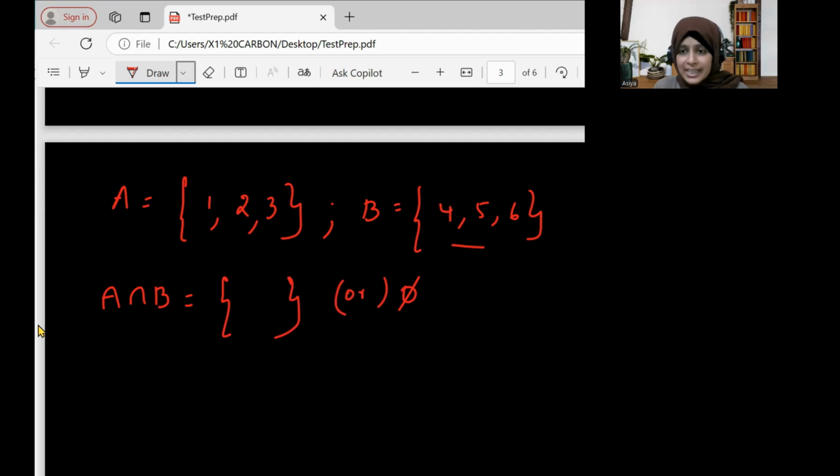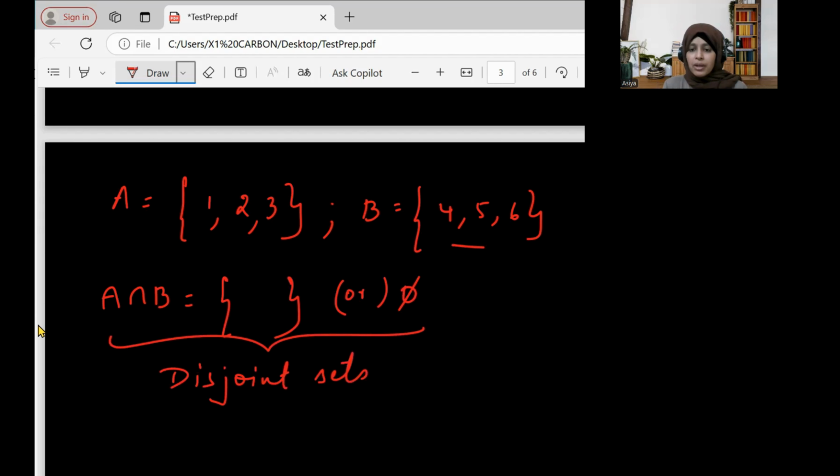Now such sets whose A intersection B is equal to phi will be called disjoint sets. What am I calling these as? I am calling these as disjoint sets. Now let us see how this is represented. Both A intersection B is represented pictorially.